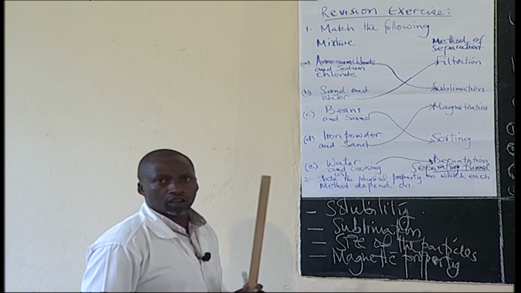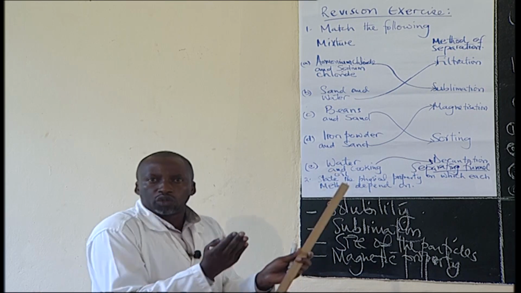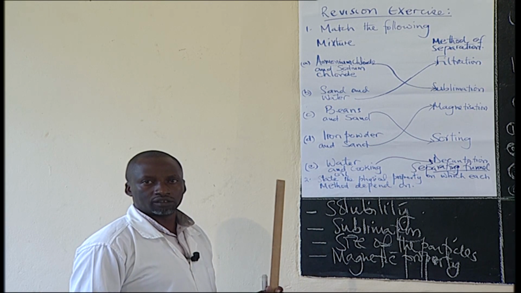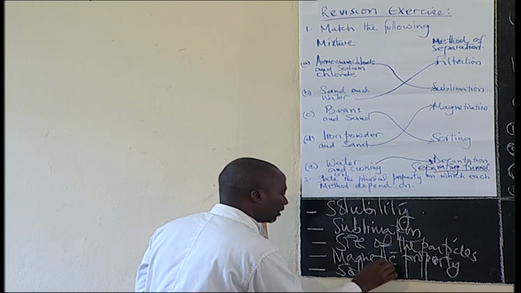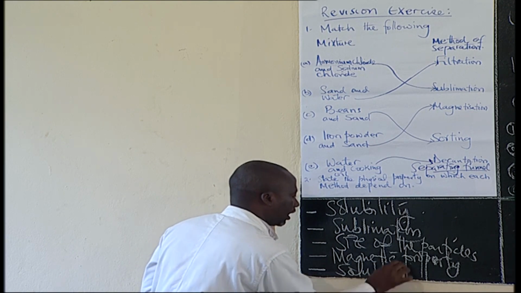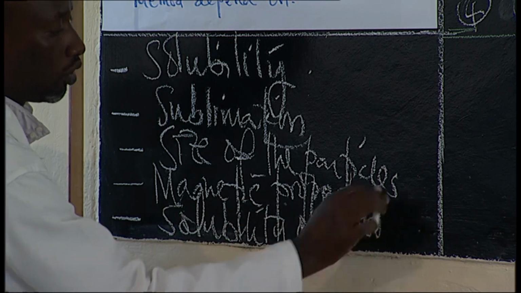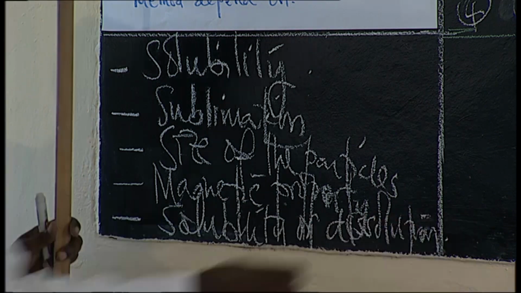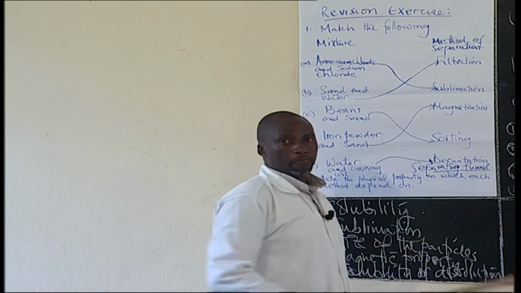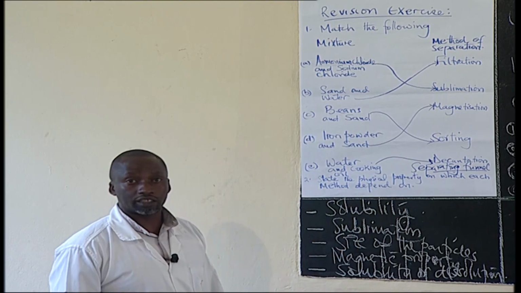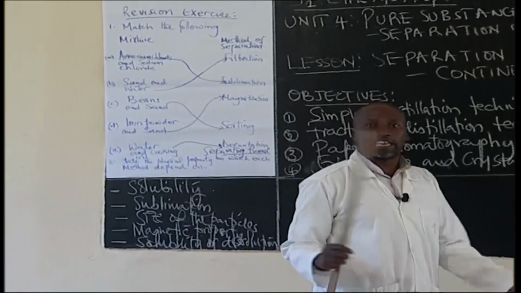Water and cooking oil: they don't mix together, so we can still use solubility, or dissolution. These are the physical properties that we are using. Right away, I hope we have the same answers together. So let's move to the simple distillation technique.